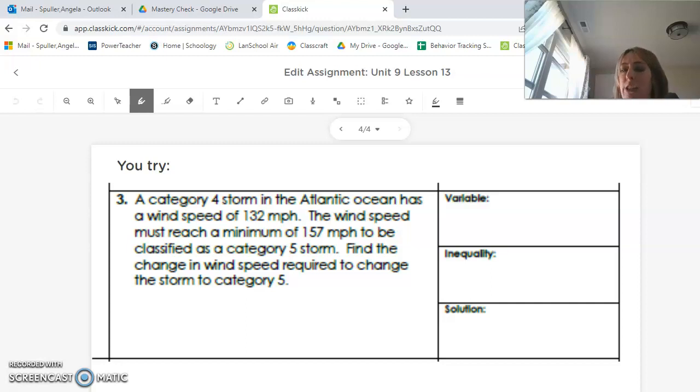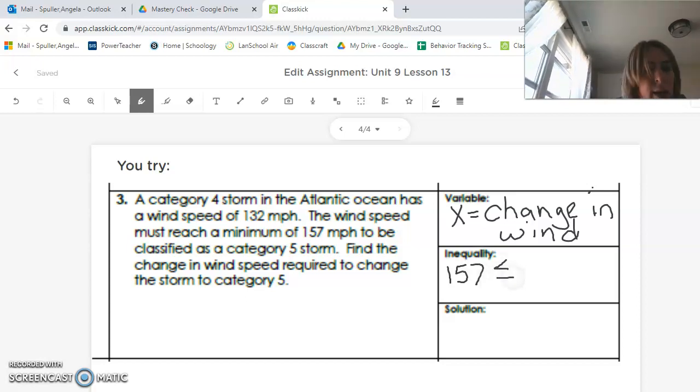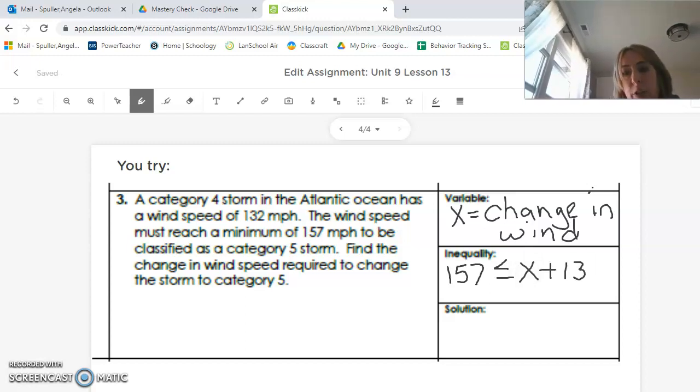Well, we're finding the change in wind speed. That's a lot. So I'm just going to put an X equals change in wind, okay? And I'm going to write is 157 is less than or equal to X, whatever X the change is, plus 132.